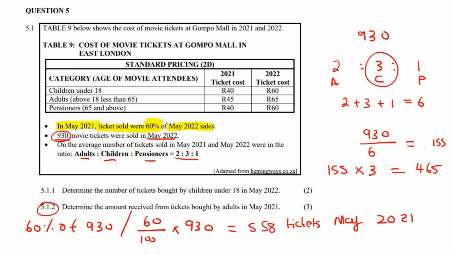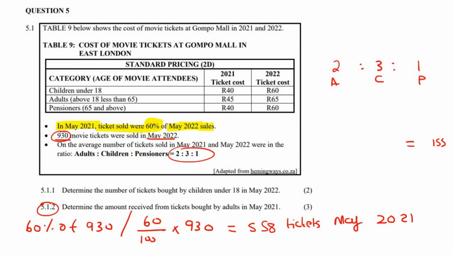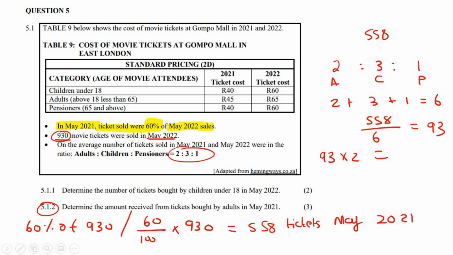Okay, but now the ratio in May 2021 and 2022 of adults, children, pensioners is this amount. So now what we need to do is go do this process all over again. But now we have 558 tickets. So once again, if you add these numbers together, that is going to be 6. So you'd say 558 over 6, which is 93. Now we're looking for adults. So they were 2 parts. So you could then say 93 multiplied by 2, which is 186 tickets.